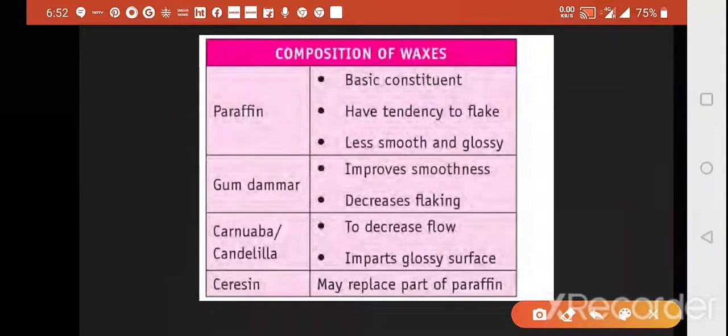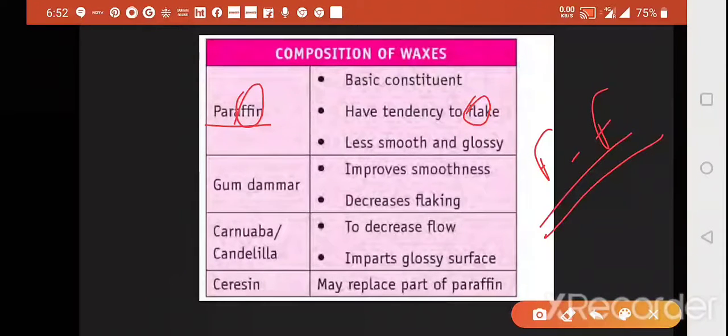So to make it clear and to make it easy for you, I have made it like this. First one is your paraffin. So you can remember the paraffin like F for fin and F for flake. So you can remember it like paraffin has a tendency to flake, and paraffin is a basic constituent, you know. So you can remember 2 points like this: it has a tendency to flake and it is a basic constituent.